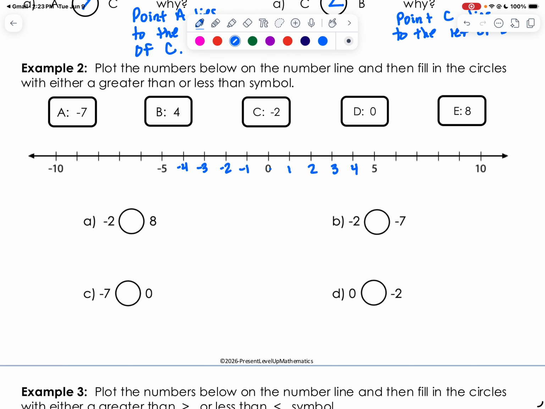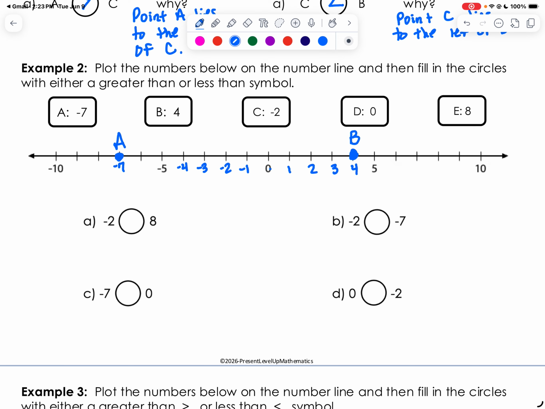So if I wanted to plot -7, I would go to -5 and then go 1 to the left would be -6 and another one to the left would be -7. So I'm going to put a dot right here. I'm going to label it with an A and I'll put a -7 right there. All right, then point B is at 4. So that's right here. I'll put a B there.